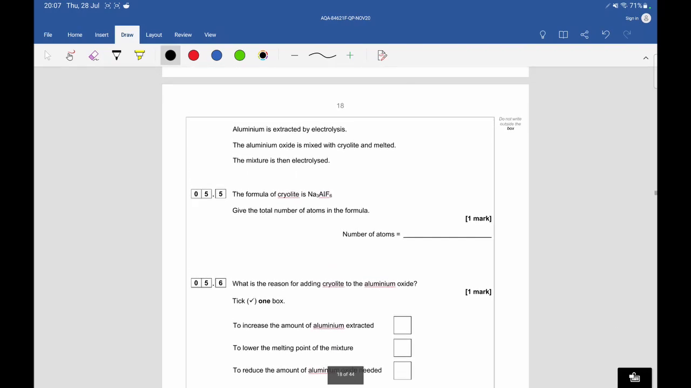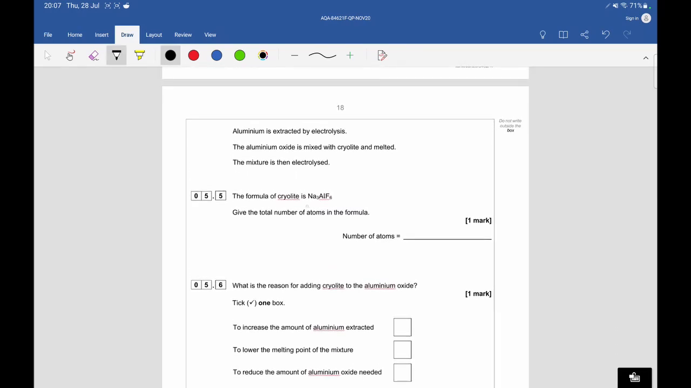Question number 5.5 says the formula of cryolite is Na3AlF6. Give the total number of atoms in the formula. We're going to add together the total number of atoms of sodium, aluminium, and of fluorine.